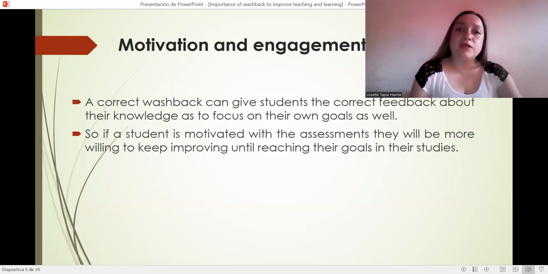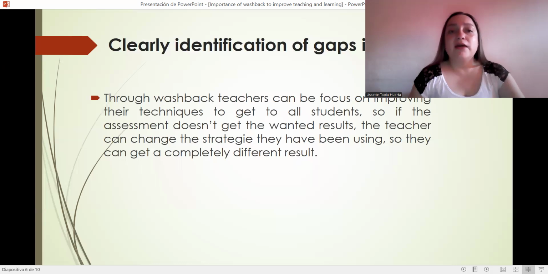Another point is the motivation and engagement of our students. If we give a proper washback, a positive washback, they are going to know that we dominate the subject and we want to help them understand the assignment better. So if we have a correct washback, we are going to let them focus on their own goals as well. If the student is motivated with the assessments, they will be more willing to keep improving and reaching their goals.